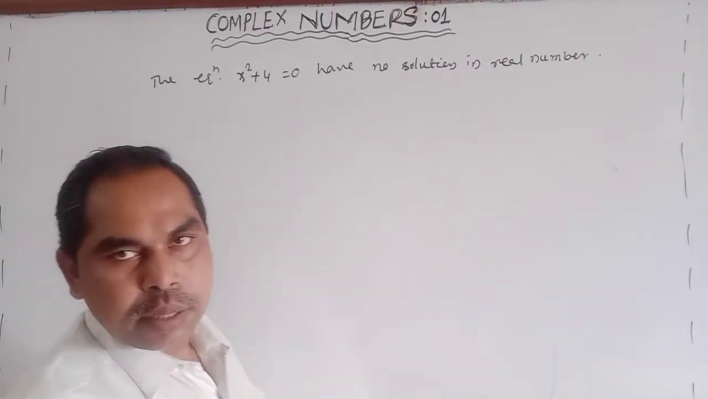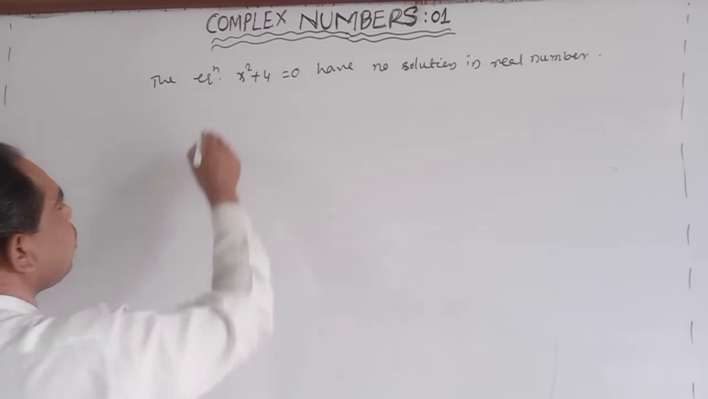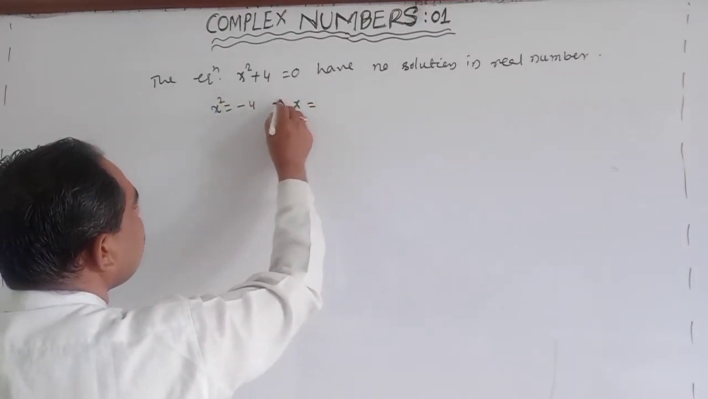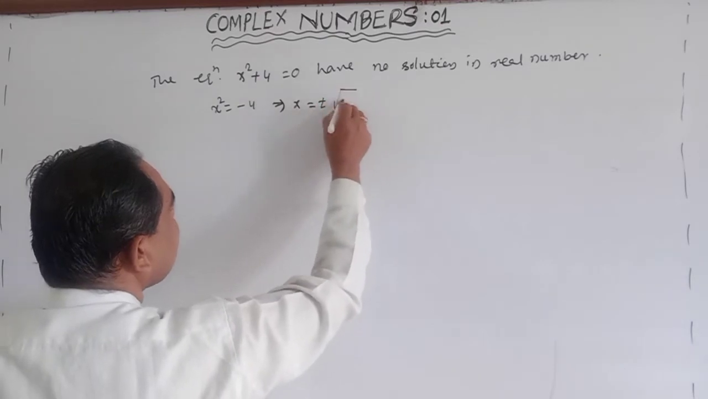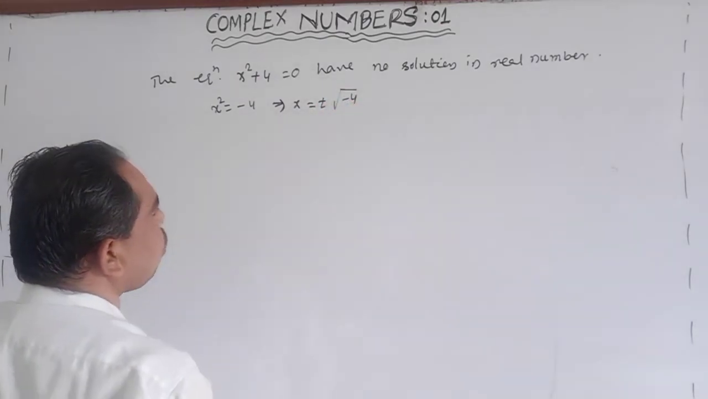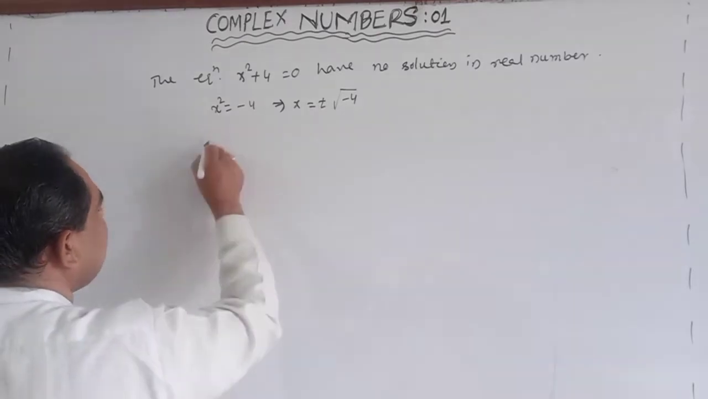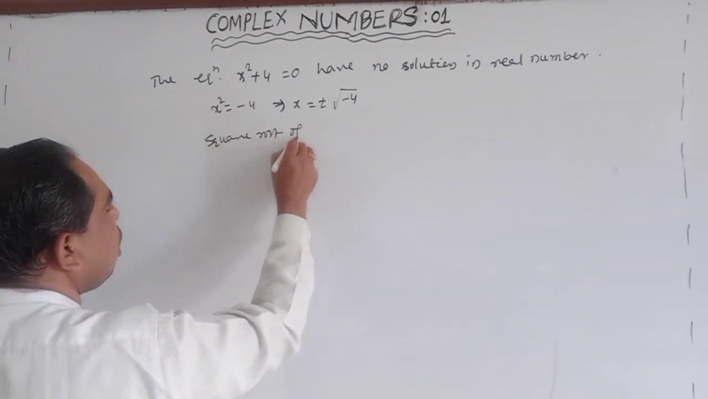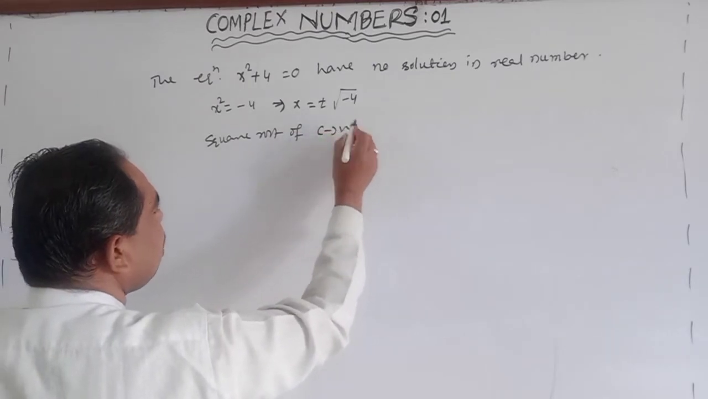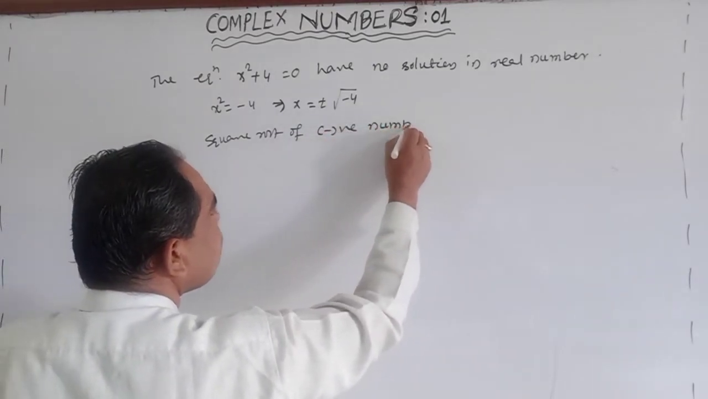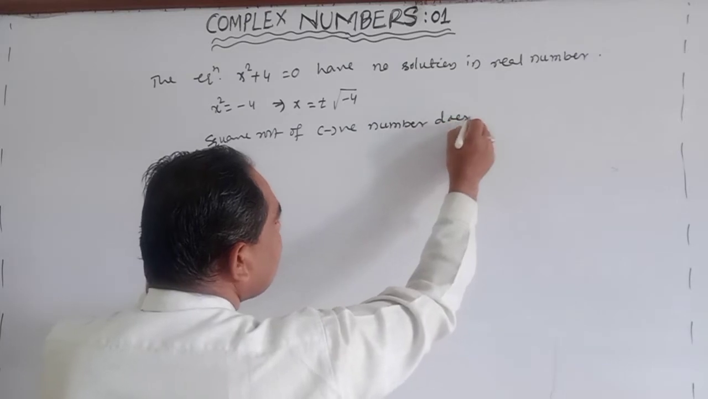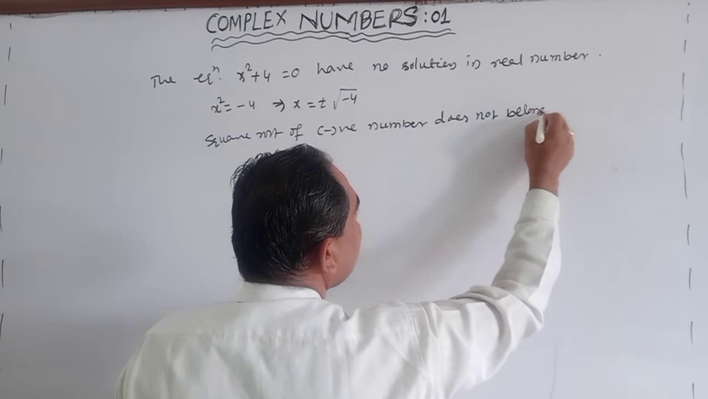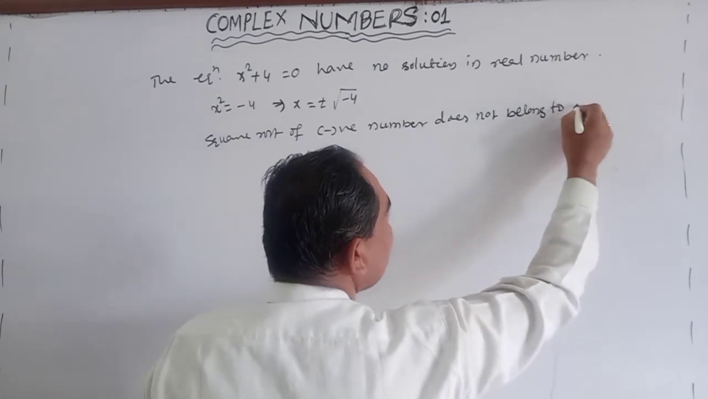Because x square is equal to minus 4 implies x is equal to plus or minus square root of minus 4. So the square root of a negative number does not belong to R.